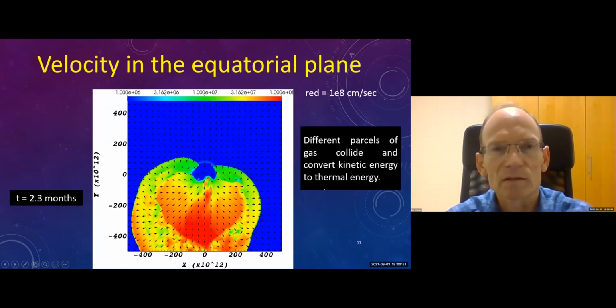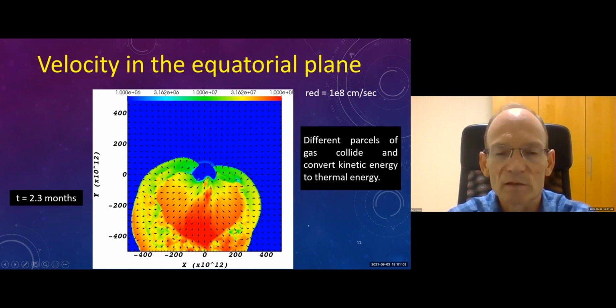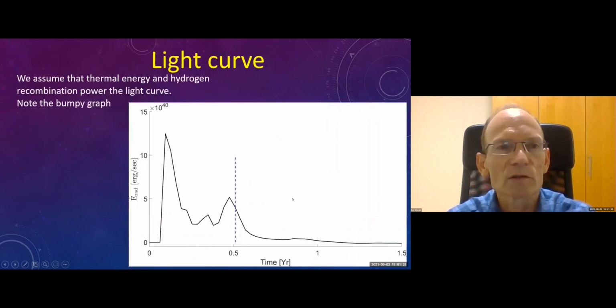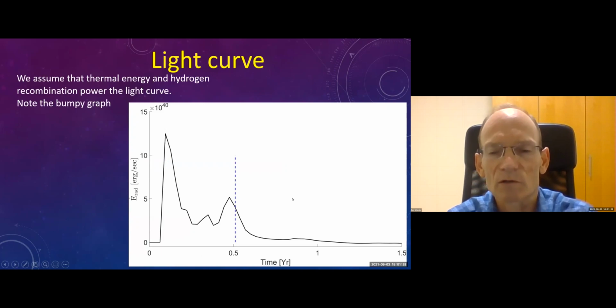Another important, nice view to look at is the velocity map. You see here that different parcels of gas, for example, that one and that one, move at different velocities. So the faster will catch the slower parcel, they will collide and convert kinetic energy to thermal energy. And for us, it's very important because we want to observe this phenomenon, and we will be able to through the thermal energy. We were trying to make a crude estimation of how the light curve looks.